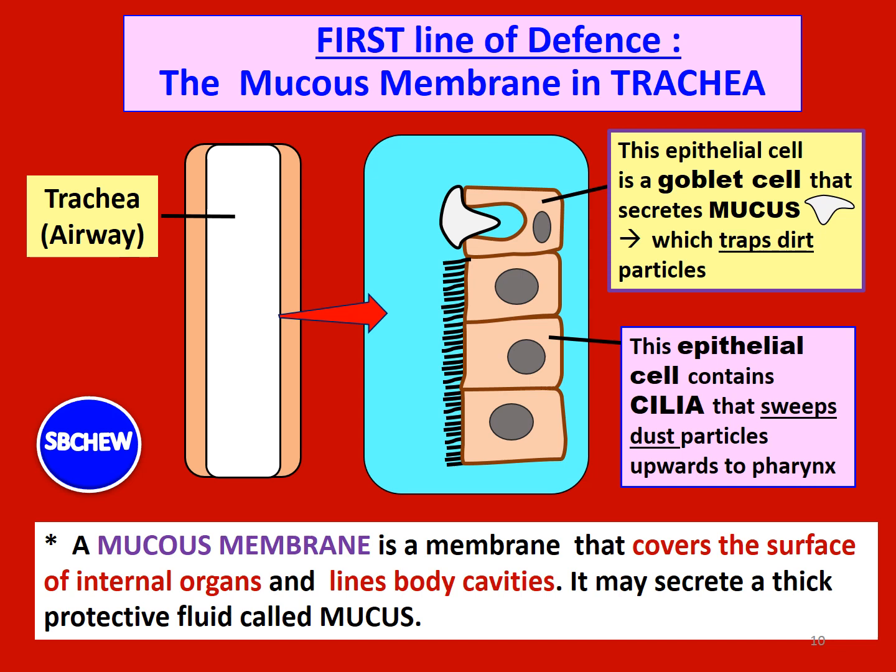Next, to get rid of this mucus from the body, there is the second epithelial cell. This one contains cilia that sweeps the dust particles upwards to the pharynx, near the mouth. So cilia are tiny hair-like projections on the epithelial cells that are constantly moving upwards like a broom. It sweeps the dust particles like a broom does towards the pharynx. After that, a person will cough out the mucus with the dust particles.